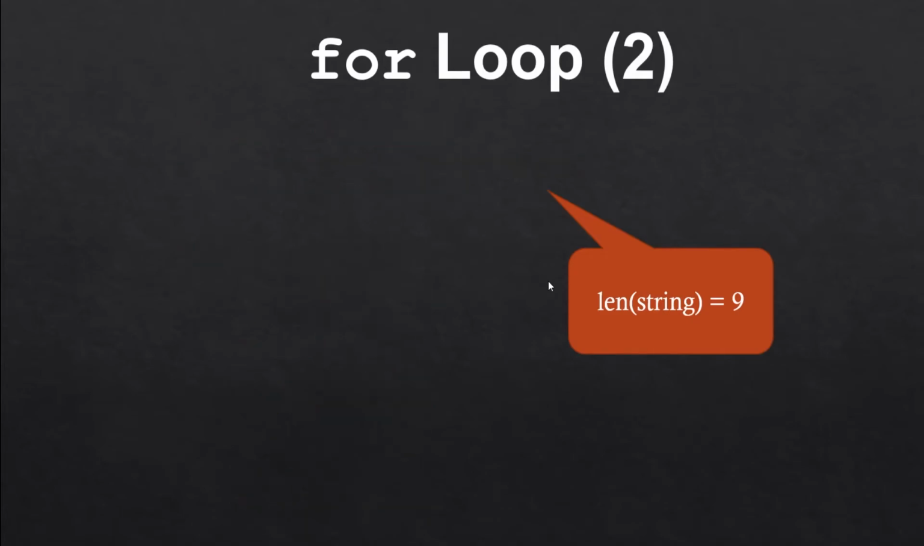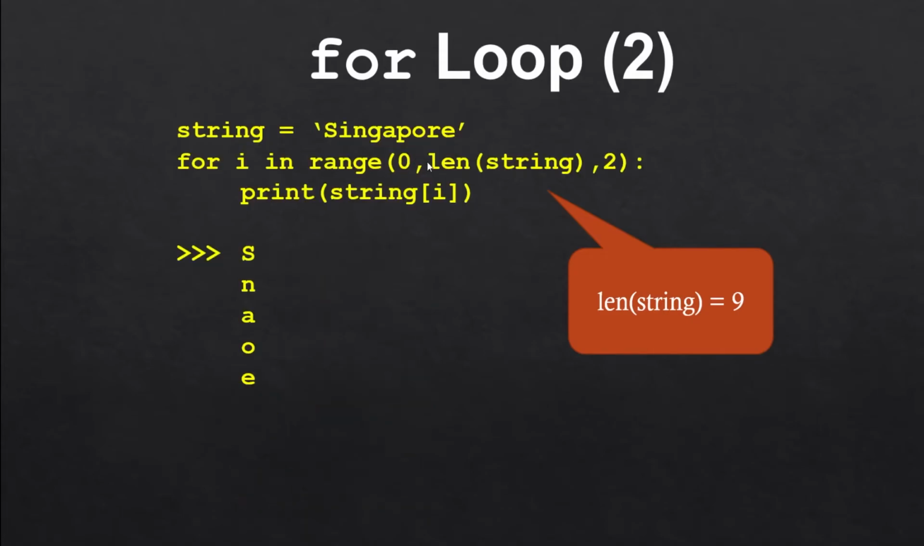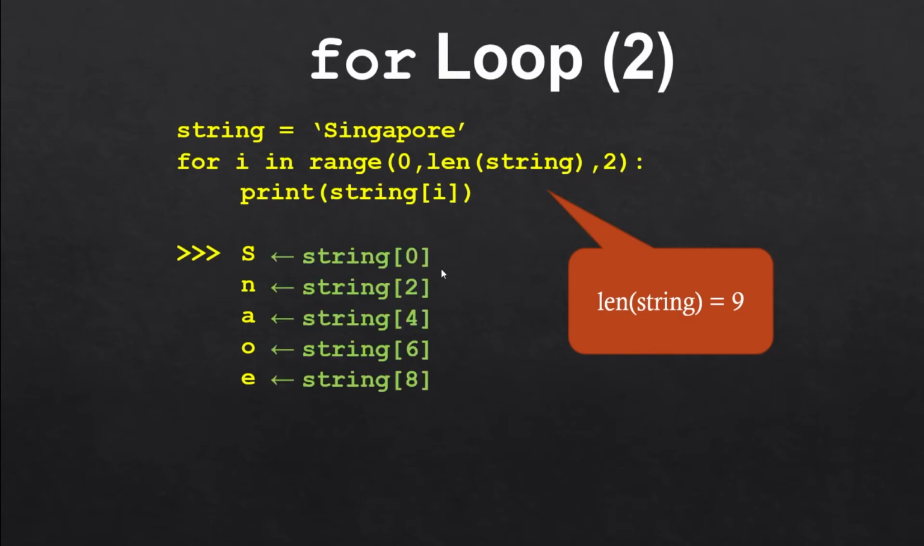When we now say for i in range(0, len(string), 2), so start at 0, stop at len(string) which is 9, step 2, print string[i]. So now if you look at this, i will be counting 0, 2, 4, 6, 8. Okay, so basically I'll just refer to this. This is capital S, small n, small a, small o, small e. Okay, so we can see how we want to step it.